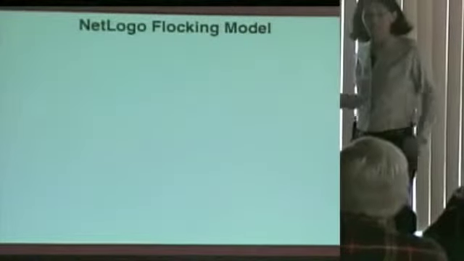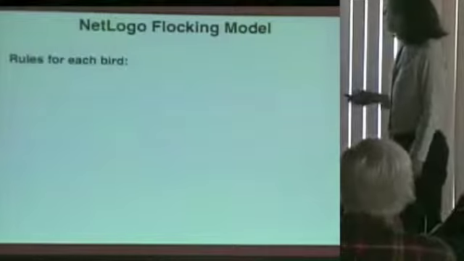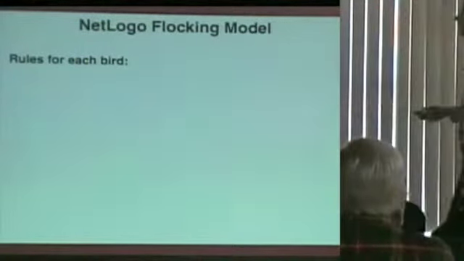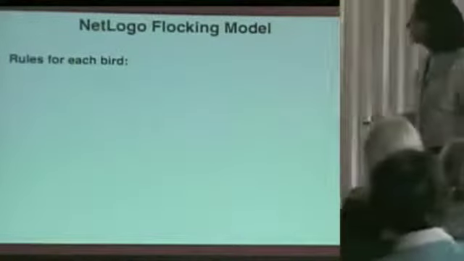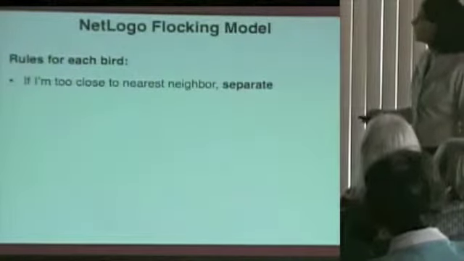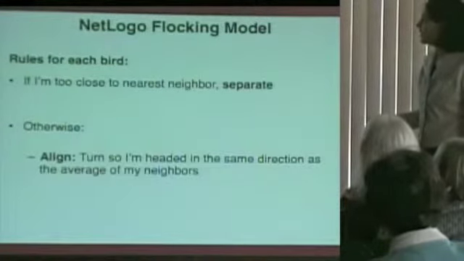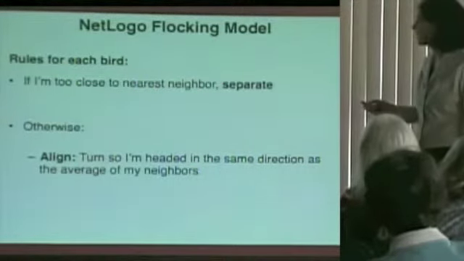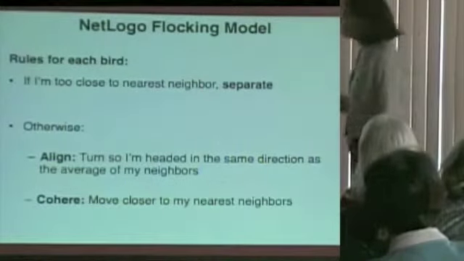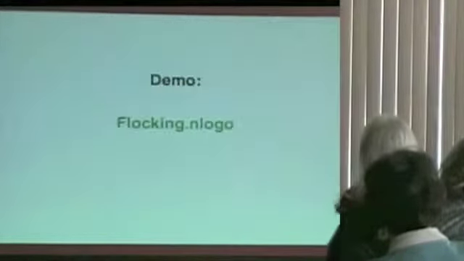So I'm going to show you a live model of flocking using a computer tool called NetLogo, which allows us to build models very easily, where each bird says, if I'm too close to my nearest neighbor, I'm going to separate. Otherwise, I'm going to align, that is turn, so I'm headed in the same direction as the average of my neighbors. And then cohere, which means move closer to my nearest neighbors. So let's look at how that works. I'm going to just show you that model.